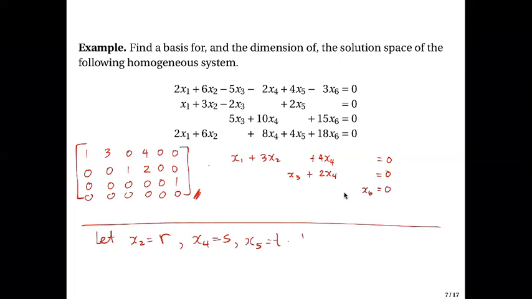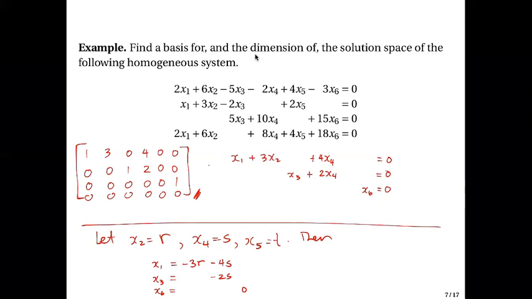Then we have x1. This is equal to, so we bring this to the other side, and then this guy here also to the other side. So x1 equals negative 3r minus 4s. And then for x3, this is equal to minus 2s. And then, of course, you have your x5 equals t, and x6 here equals 0. Let's put the 0 in here anyway. So this is the general solution.